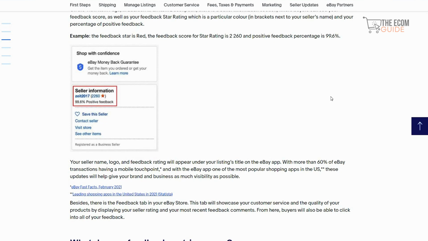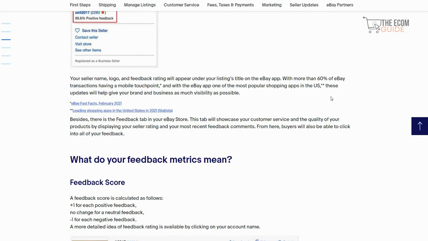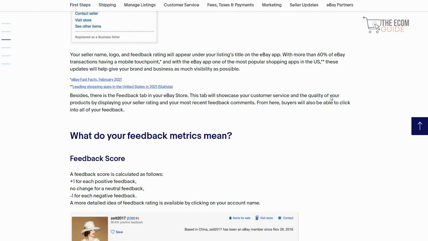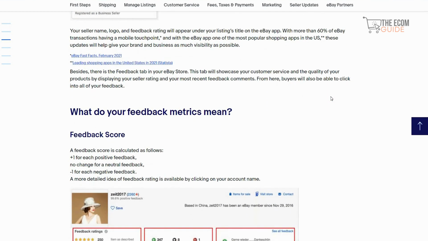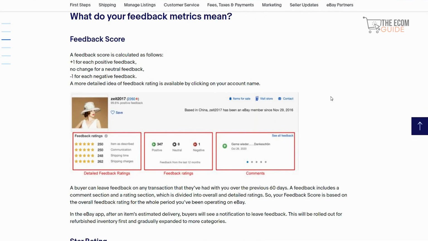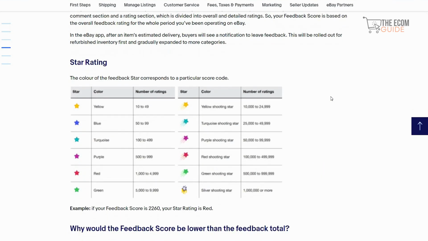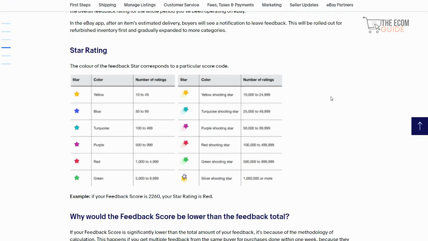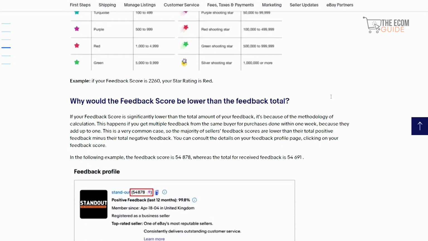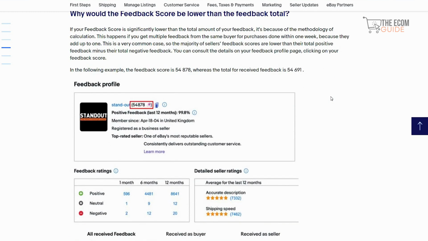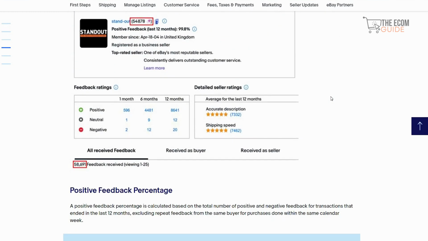And your seller name, your logo, and your feedback rating are going to appear under your listing titles on the eBay app. With more than 60% of eBay transactions having a mobile touch point with the eBay app, one of the most important shopping apps in the US, guys. So obviously you need to have a detailed feedback rating. The star rating is very crucial to understand, from yellow, blue, purple, red, green, and obviously you need to make sure that you have a very good feedback score to ensure that you're always ahead of the game.